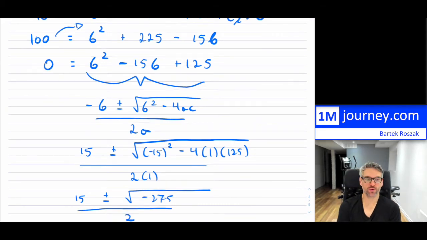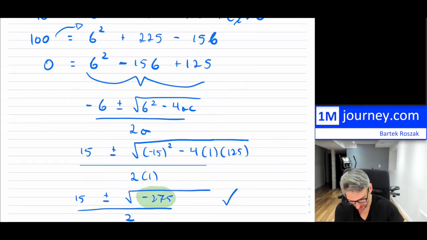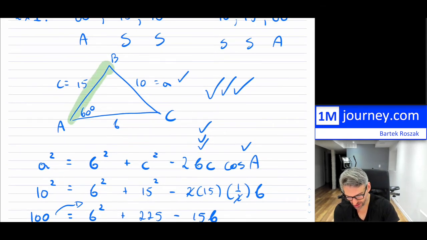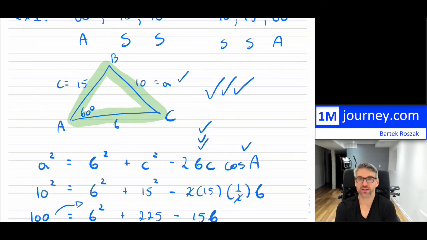All right, so welcome back. I just kind of simplified it. Notice that here, if I'm solving this, what I'll get is under the square root, I'm going to get negative 275. What does that tell me? That tells me, from solving quadratics, that there is actually no solution here. So there's no solution here, which means that this triangle that I tried to construct actually does not exist.